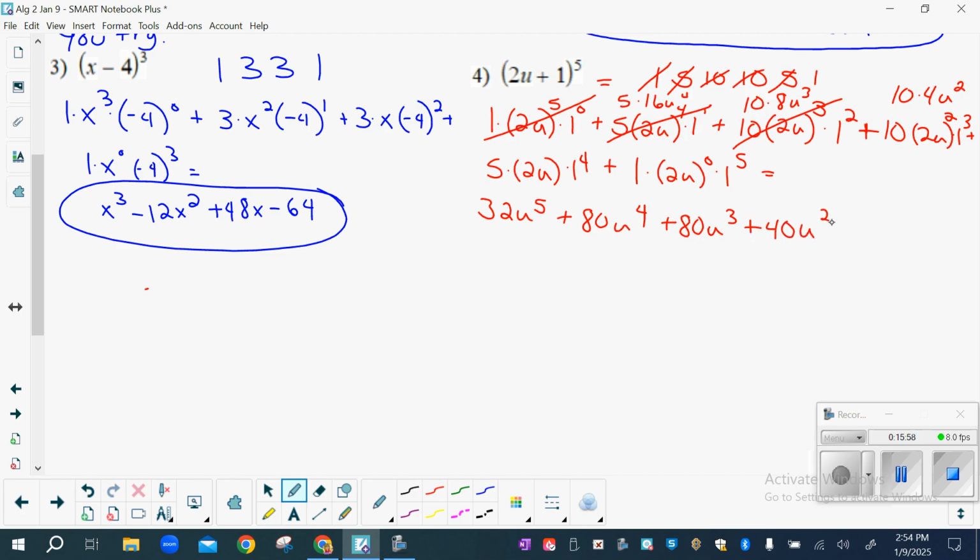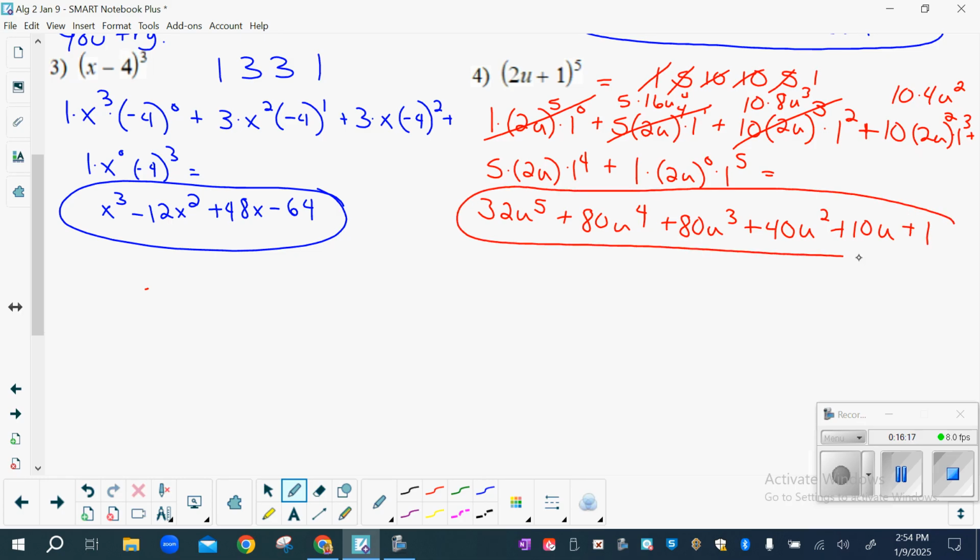That's just 1, right? Yeah. And then 5 times 2u would be 10u. And then what's 2u to the 0? It's 1. So it's just going to be plus 1. Okay.